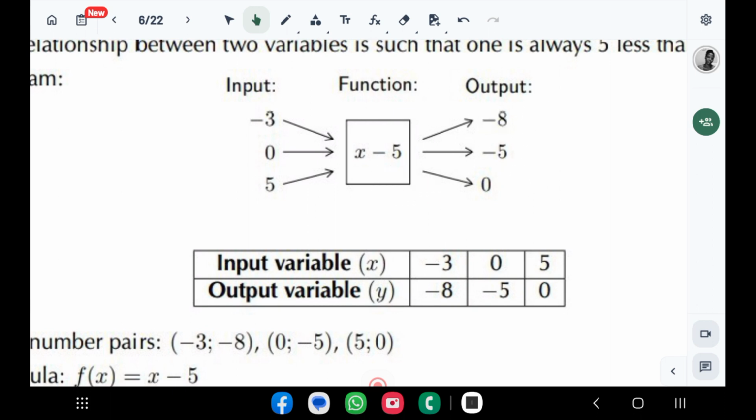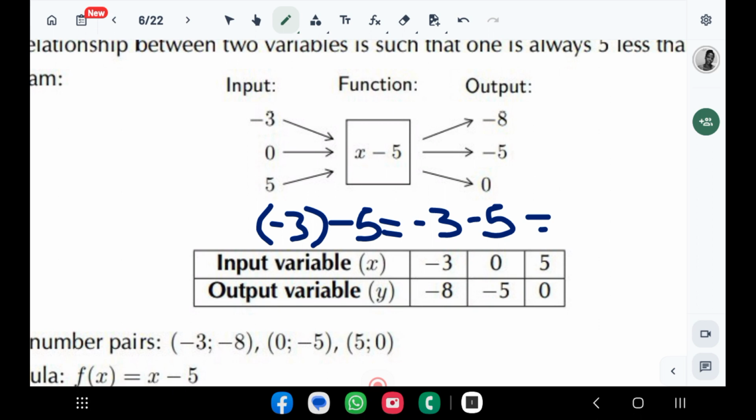Now, how do we figure this one out? Let's say, for example, when you input -3 into the machine of x minus 5, that's what happens. Your x becomes -3 minus 5. And we know that when we add these two together, they give us -8. That's how that function works.